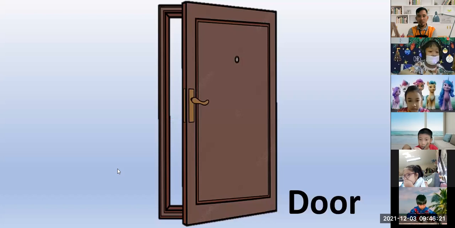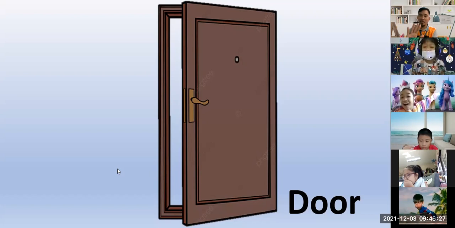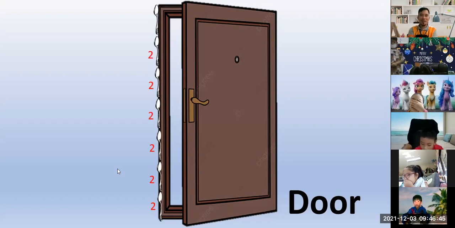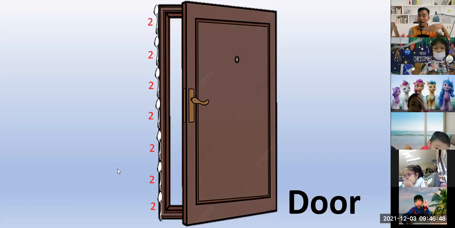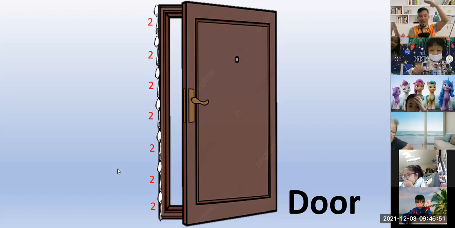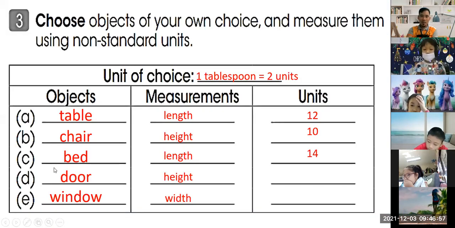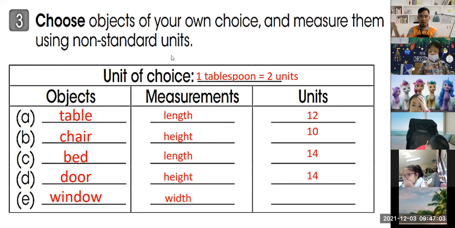Now here, ที่นี่เราไม่มีเตียง. Door. The door. Just measure your bed later, okay? Now here, the door. 1, 2, 3, 4, 5, 6, 7. So that is 2 plus 2 plus 2 plus 2 plus 2 plus 2 plus 2. So how high is my door? The height of the door is here. Mine is 14 units. So I will write here 14.